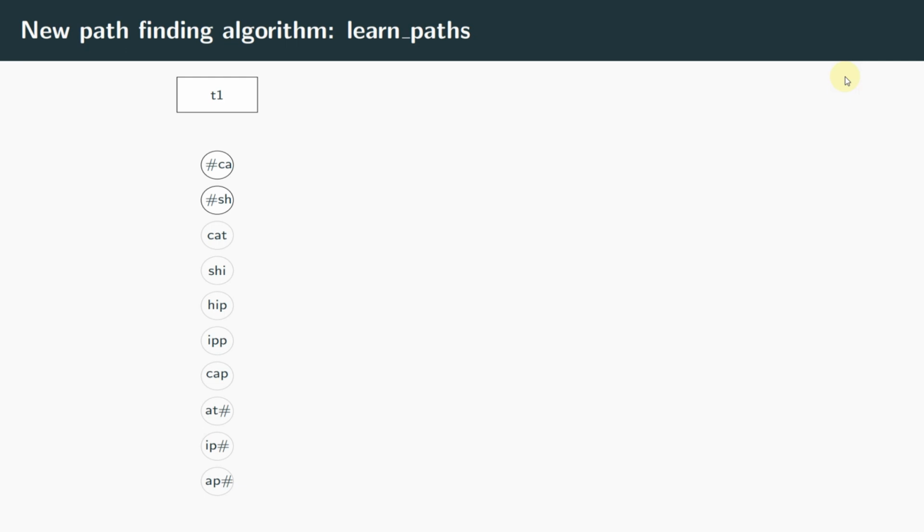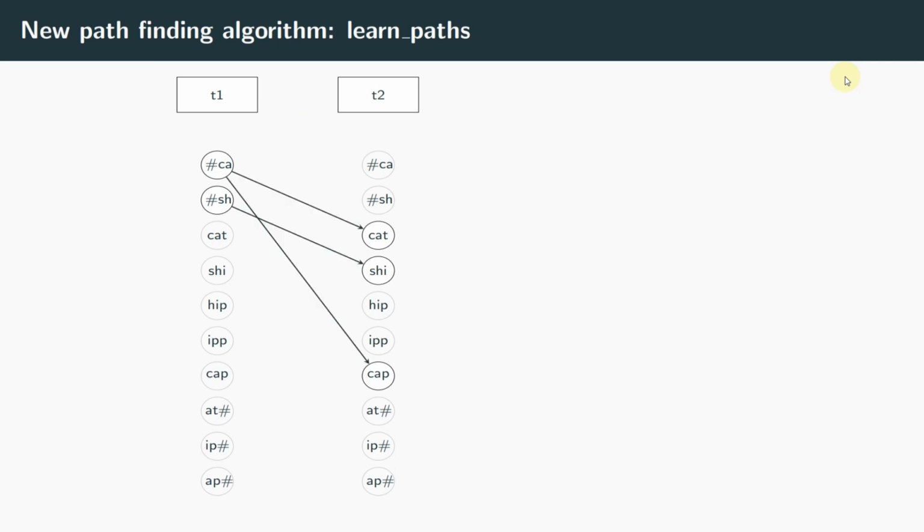This algorithm not only predicts which trigrams are in the word, but also which trigrams are in which positions. For example, for time step 1, the model learns that #CA and #SH are most likely to be in the first position, because they have starting word boundaries. Similarly, for time step 2, the model predicts CAT, SHI, and CAP. Then we can link all possible trigrams to form a path.